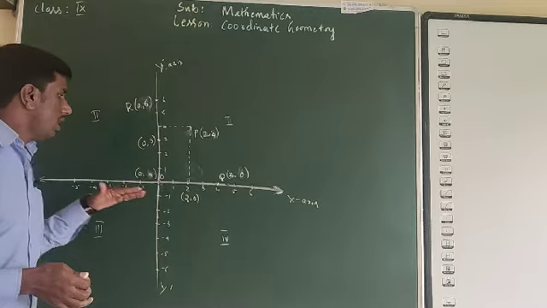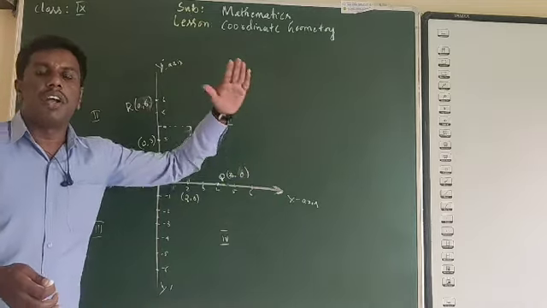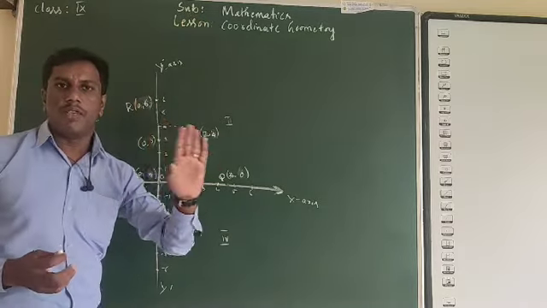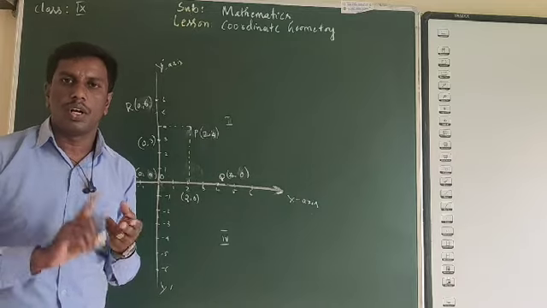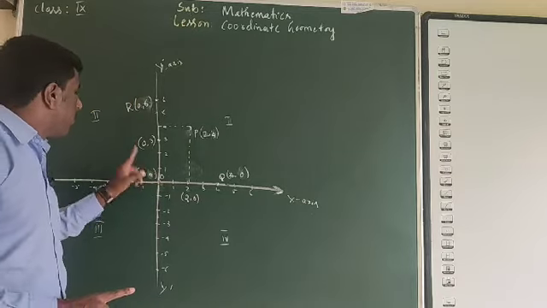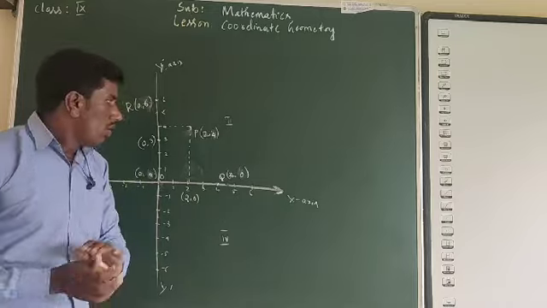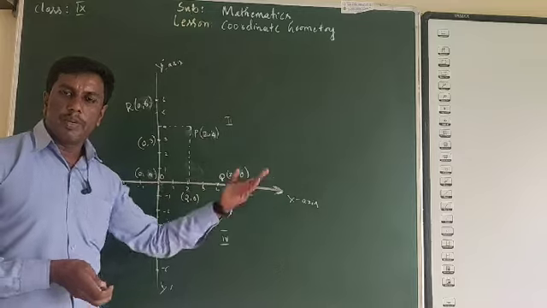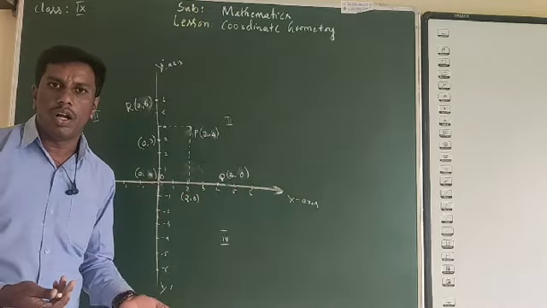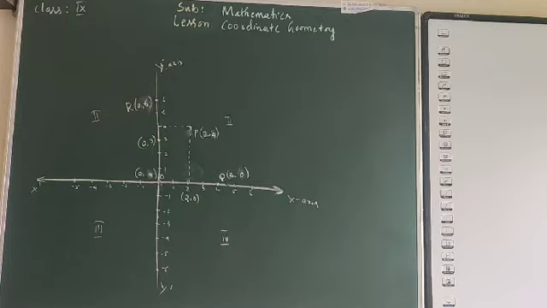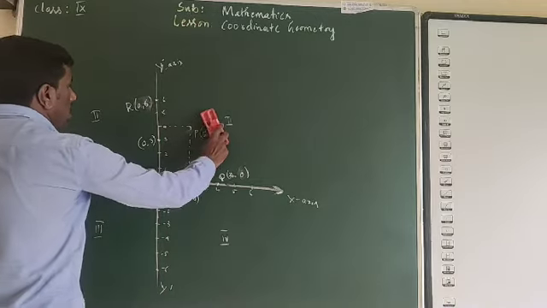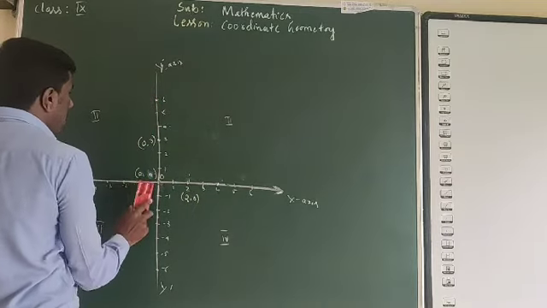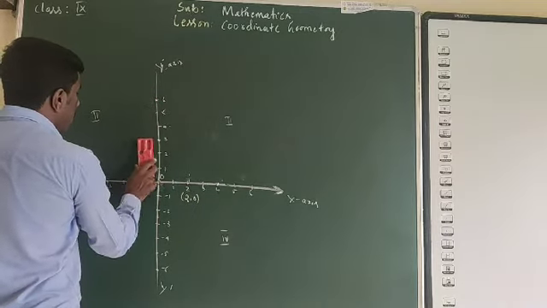So the conclusion is, if the point lies on the x-axis, the ordinate value will be 0. If the point lies on the y-axis, then the abscissa value will be 0. So that is the conclusion, and then the coordinates of the origin. Okay. So this much we have learned: writing the ordinate and abscissa from a particular point. Now the next concept will be the sign of the first coordinate, second coordinate, third coordinate, and fourth coordinate.